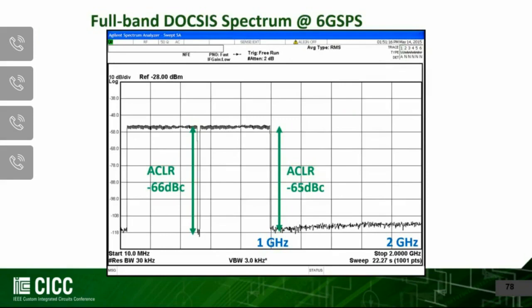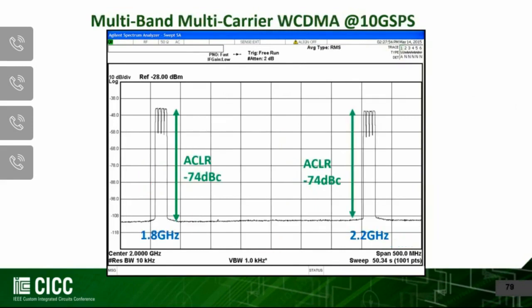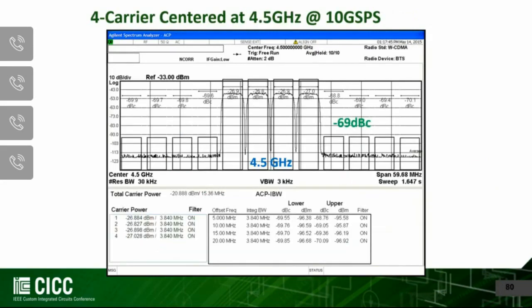We synthesize full band DOCSIS to 1 gigahertz. Two channels in the middle are taken out to show the leakage of adjacent channels. The whole spectrum is very flat, and we achieve a pretty good ACLR. This is the result for two bands and multi-carrier signals. We have a group of carriers centered at 1.8 GHz, and the other group is centered at 2.2 GHz, and the ACLR is better than minus 74 dBc. We also synthesized a 4.5 GHz four-carrier signal with 69 dBc ACLR.